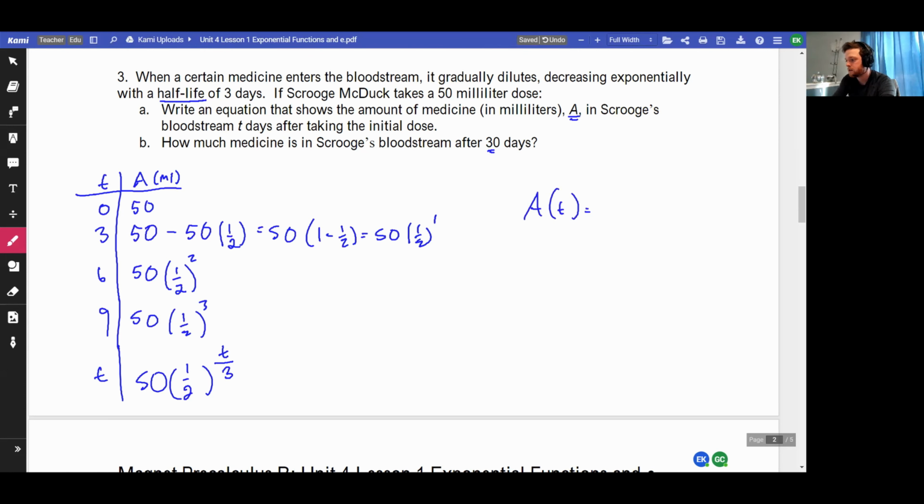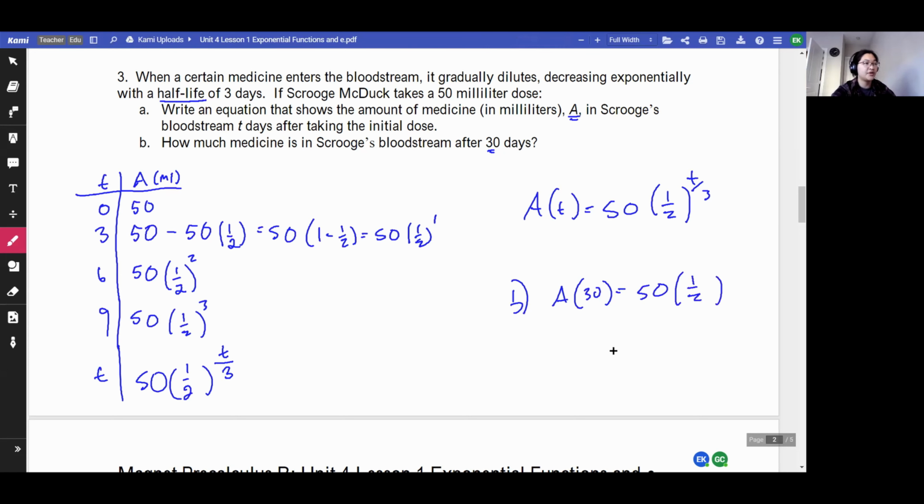A sub t is equal to 50 times 1/2 to the t divided by 3. For B, we can plug in 30 and get 10 iterations of half-life, which I think is 0.0488.